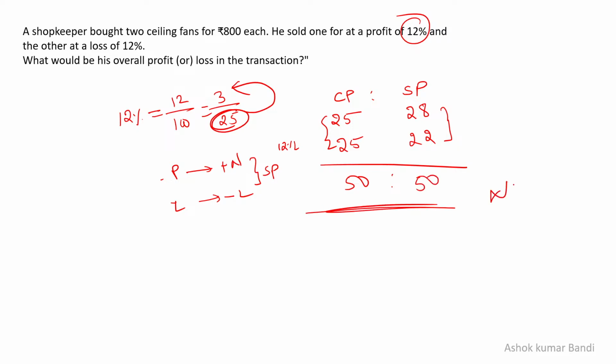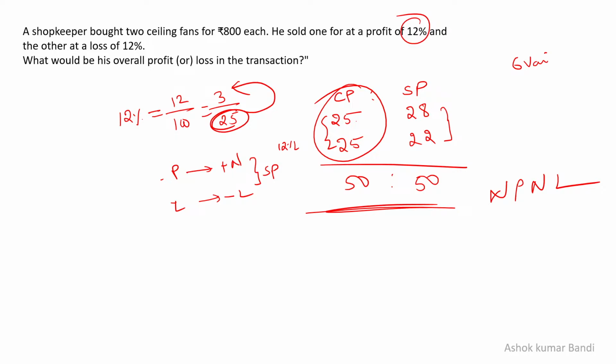So you can directly say no profit, no loss, because CP is the same and SP is the same. But if you want to find out in terms of rupees, the easiest way is, out of these 1, 2, 3, 4, 5, 6 variables, you will have at least one in the problem, like in terms of rupees.